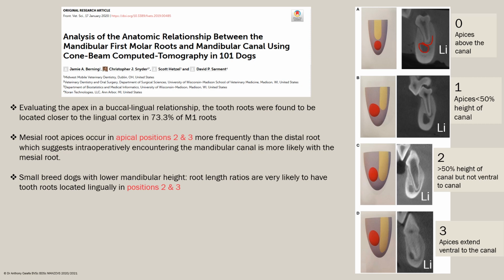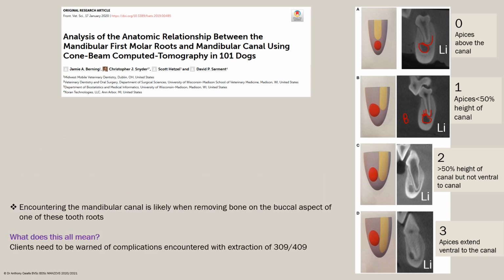But sometimes what happens is that in apical position 1, the apex of the tooth is superimposed over the mandibular canal here. This is the buccal side here. So if you're removing bone to the apex, you may enter the mandibular canal in this area. More worrying are apical positions 2 and 3.